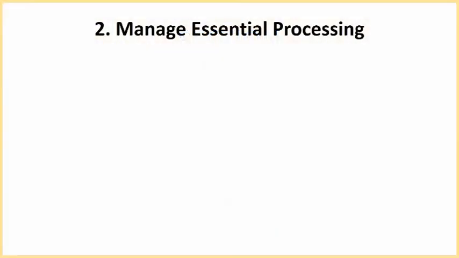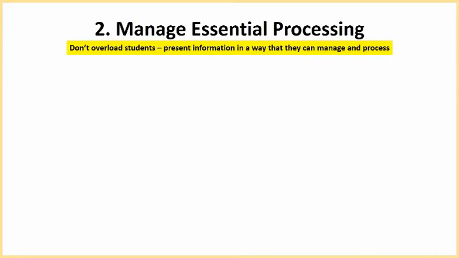In this section, Mayer is saying we need to manage the essential processing. So again, taking this idea of there being a maximum amount of cognitive input, Mayer is saying we've stripped out all the stuff that is extraneous. Now, how do we make sure that we don't overload students? How do we make sure we present information in a manageable way that can be processed?